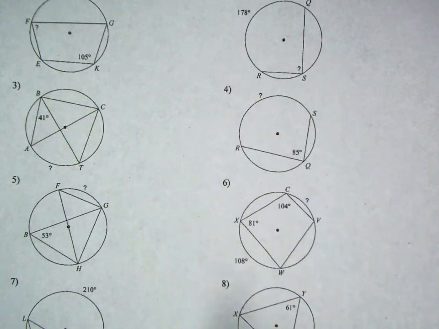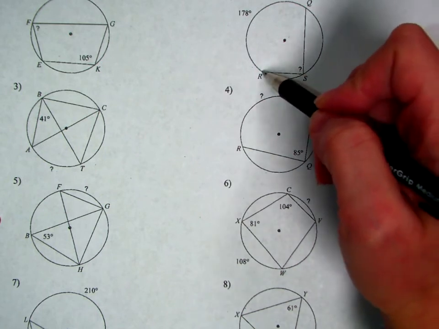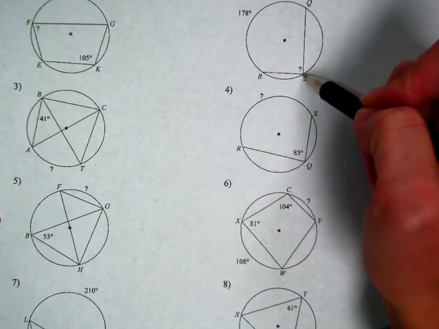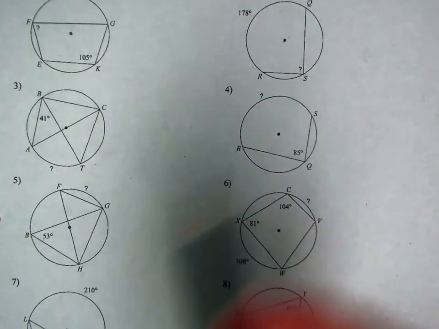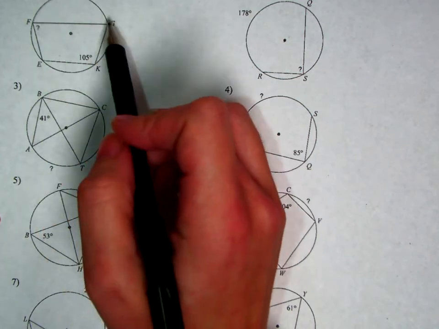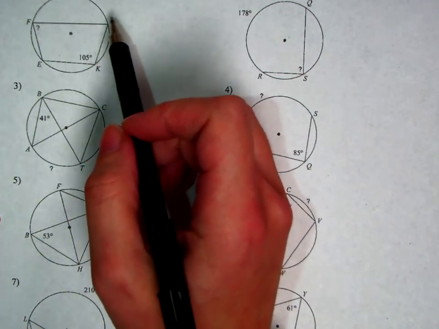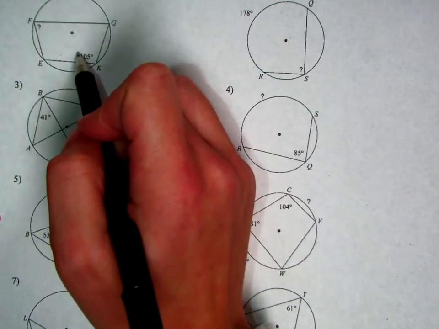Now, if you'll notice, we're looking at some inscribed angles. Inscribed angles means that our edges are going to be on the actual circle itself, as well as our vertex. So there are some properties involved. For example, if you look at this right in here, you'll notice that we have a quadrilateral. One of the properties involved with a quadrilateral is that the opposite angles are going to be supplementary.